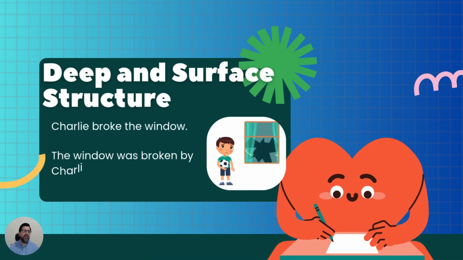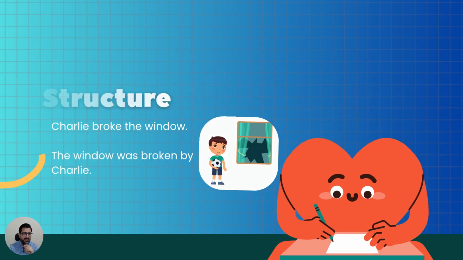So then we have deep and surface structure. Sentences can have different forms but the same underlying meaning. Take these two sentences. Charlie broke the window, and the window was broken by Charlie. The first is active, focusing on the subject, which is Charlie. The second is passive, focusing on the window, which is the object. So these different forms are called surface structure. Keep that in mind.